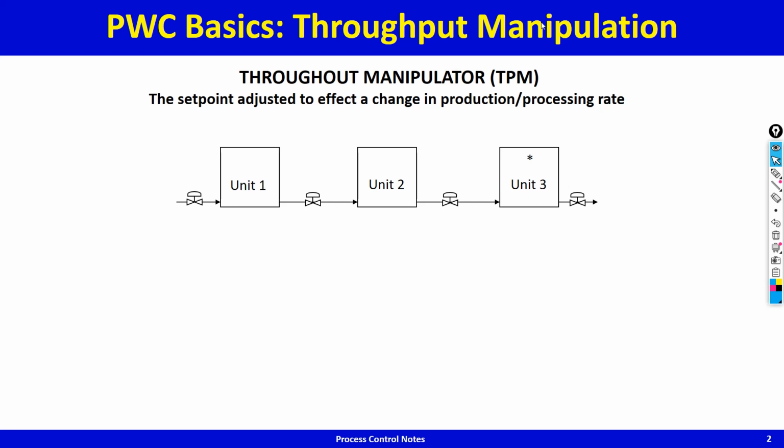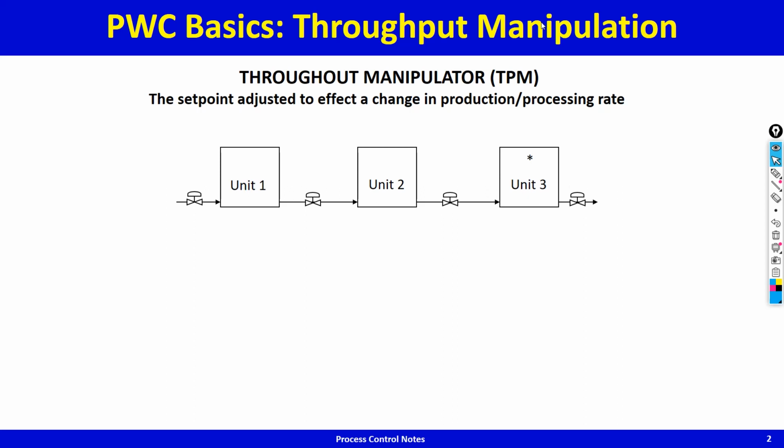And in order to increase or decrease production, there is a particular set point that will be increased or decreased, which is like the gas pedal in a car or a motorcycle. So the throughput manipulator is the set point that gets adjusted to bring about a change in the production rate or processing rate. The production rate or processing rate is also known as the throughput.